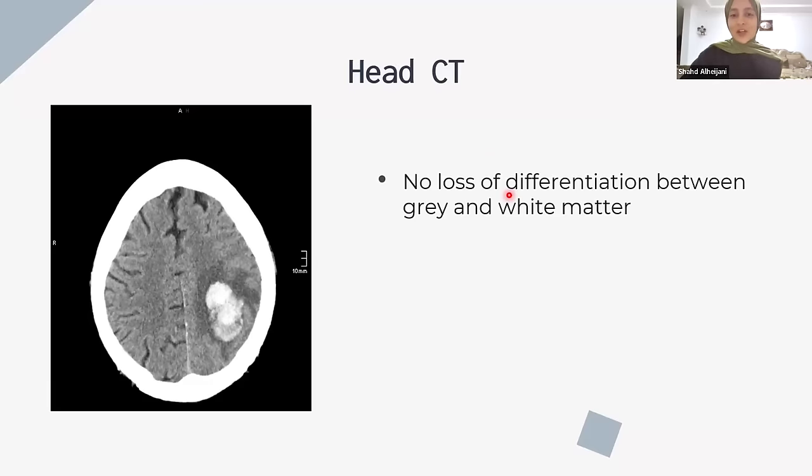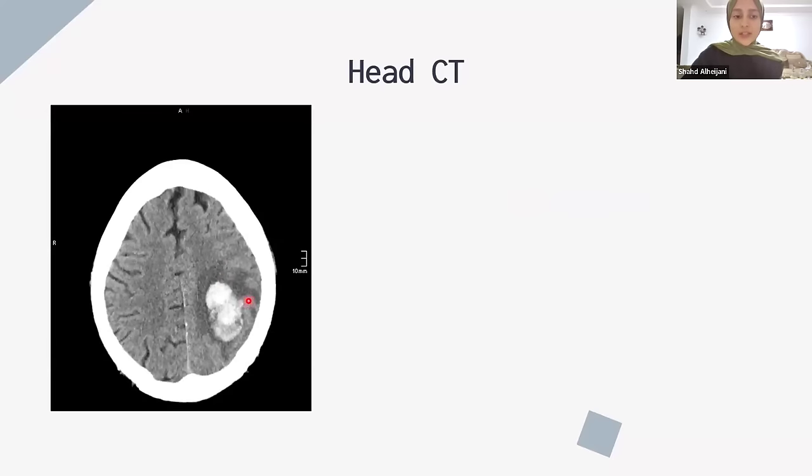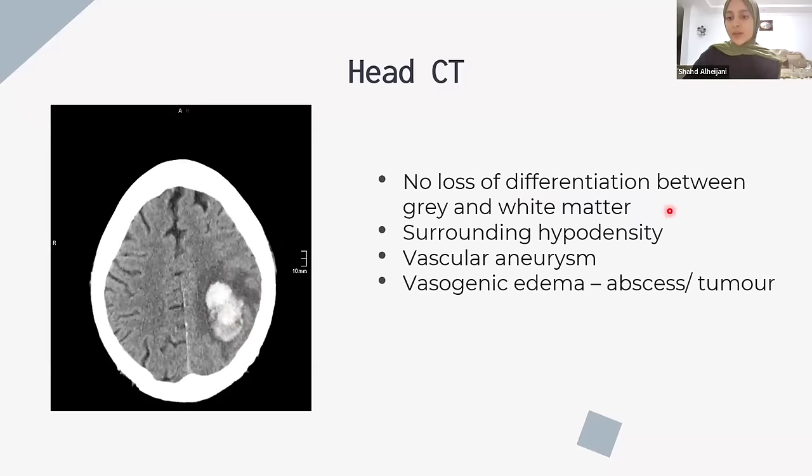So in this case, you have no loss of differentiation between the gray and the white matter. You can still see the choroid, the sulci, the gray matter, white matter. Unlike here, where everything was just black. Here you can still see, but there is a surrounding hypodensity and you have something here in the middle. So this can be, again, due to an aneurysm, can be a tumor, abscess or tumor. And here you have vasogenic edema.